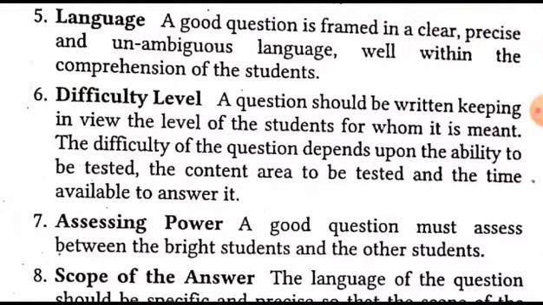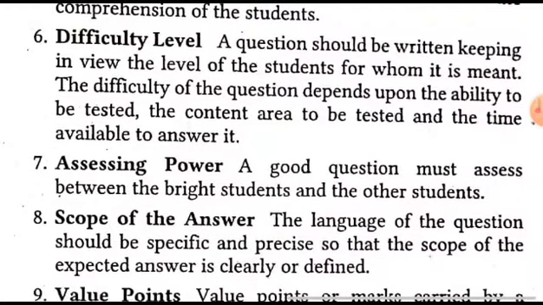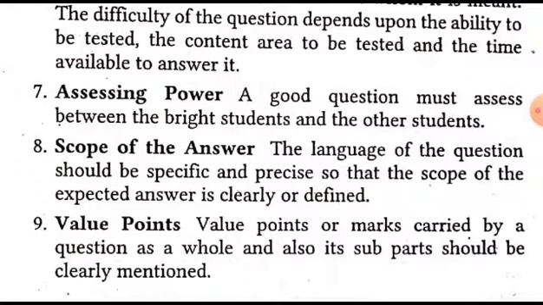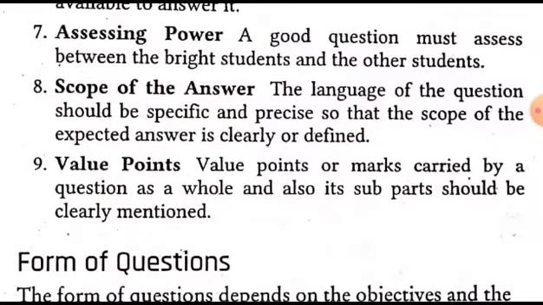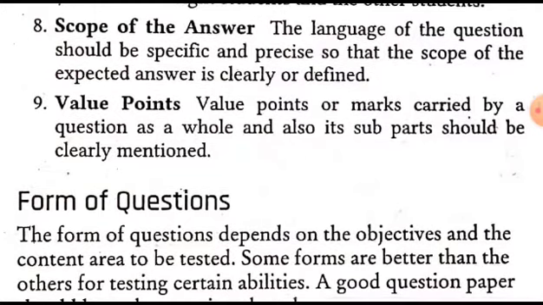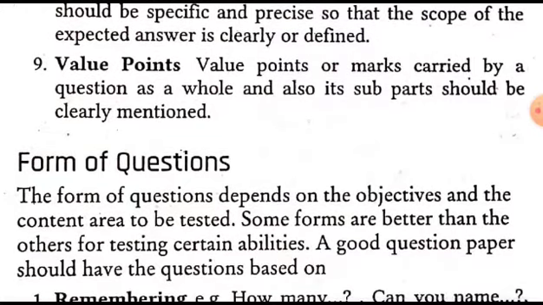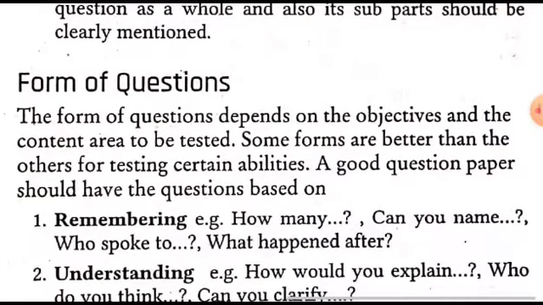Difficulty level. A question should be written keeping in view the level of the students for whom it is meant. The difficulty of the question depends upon the ability to be tested, the content area to be tested, and the time available to answer it. Assessing power. A good question must discriminate between the bright students and the other students. Scope of the answer. The language of the question should be specific and precise so that the scope of the expected answer is clearly defined. Value points. Value points or marks carried by a question as a whole and also its subparts should be clearly mentioned.